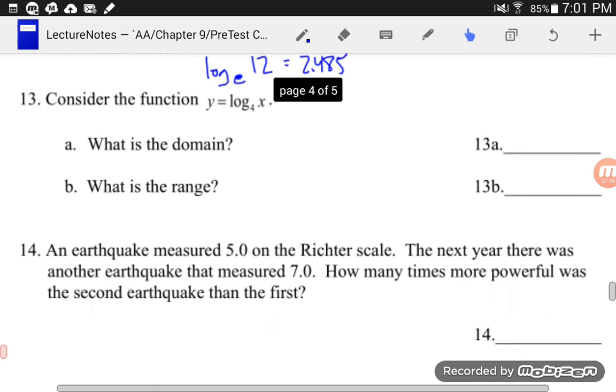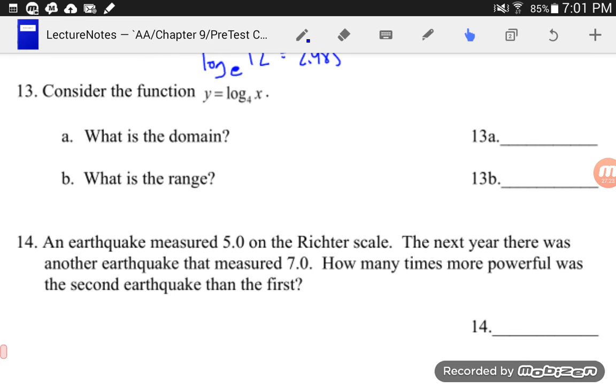Almost done there. Consider the function y equals log base 4 of x. What is the domain? Domain being what can we put in for x? 4 to what power equals x? If I think of it that way, 4 to the y equals x. Well, is x ever going to be negative? And the answer is obviously not, because 4 to some power is never going to be a negative number. If it's a negative power, it's just going to be a fraction. If it's a fractional power, it's going to be some root of that. It's never going to actually be a negative number. So, what's the range? All positive.